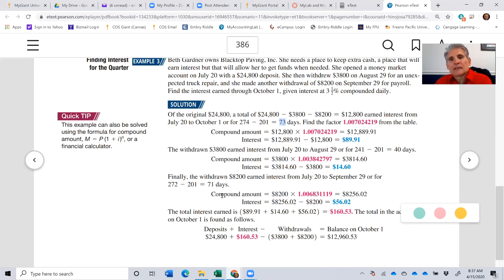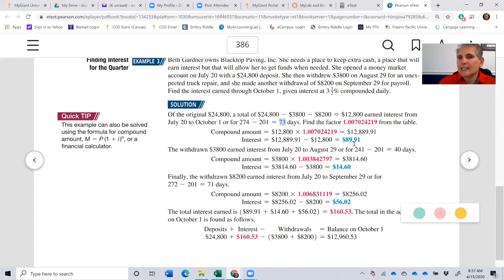71 days between July 20th and September 29th. We look on the table, find the factor, multiply the factor times the compound amount. We end up with 8256.02. We subtract the withdrawal amount, 8,200, and the interest we earned was 56.02.